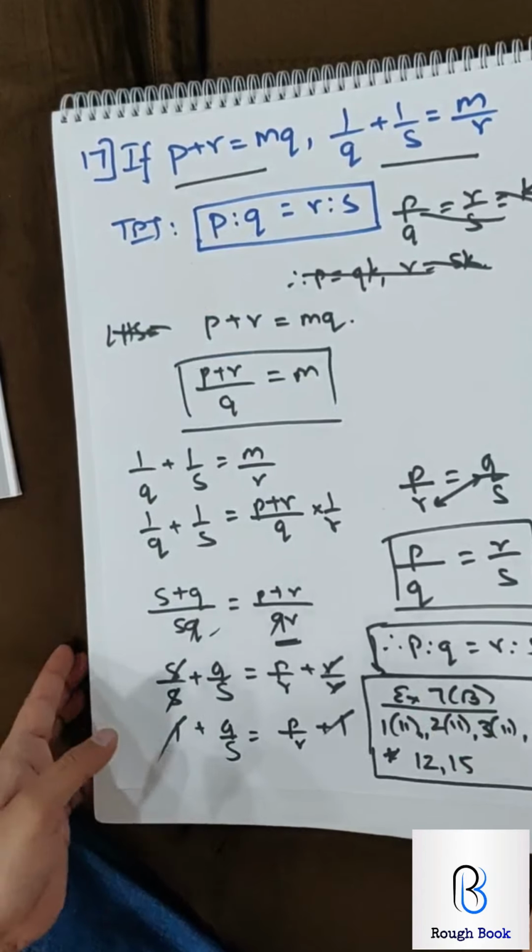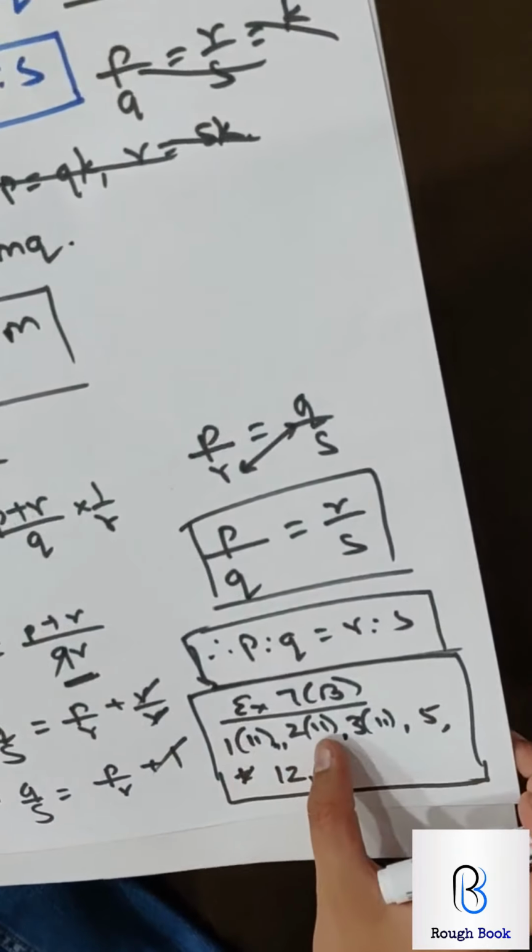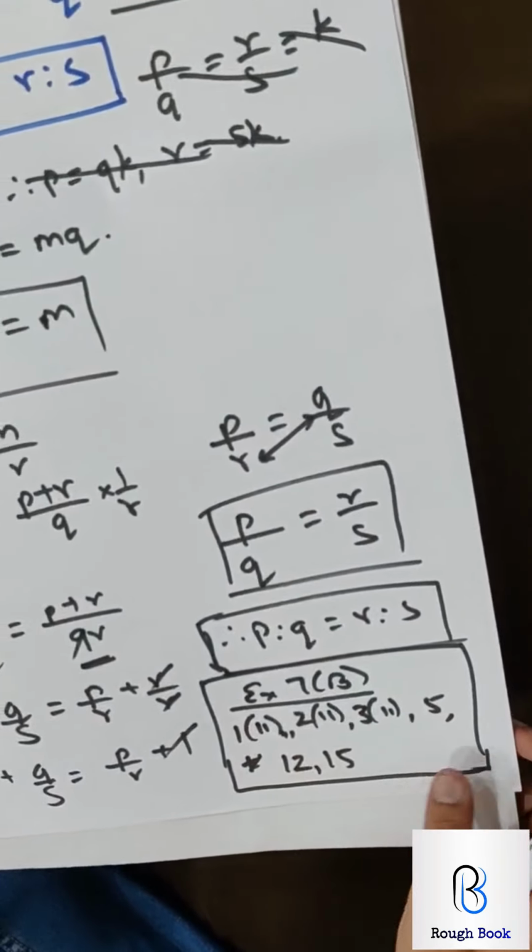I want you to do these remaining sums as homework. 1, 1. 2 part 2, 3 part 2, 5, 12 and 15.